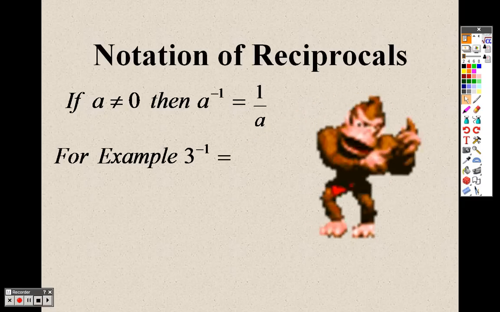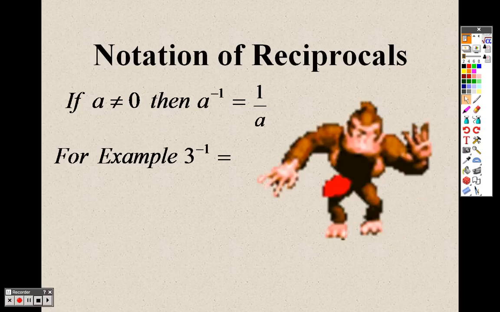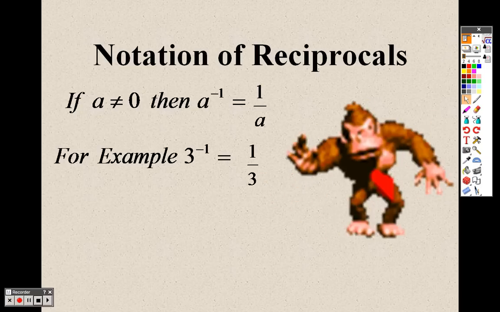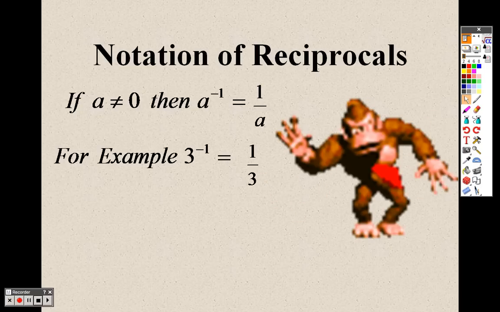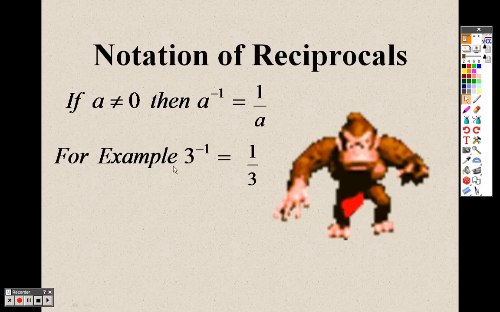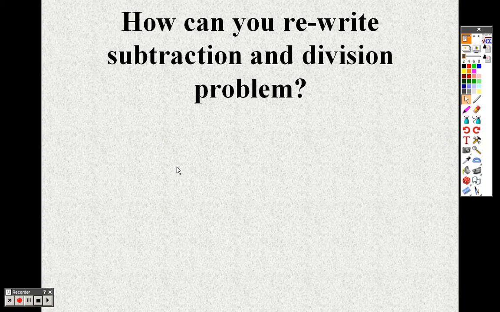So if we wanted you to write 3 to the negative 1, you would rewrite that as 1 over 3, right? Whatever the a is, that goes in the bottom with a 1 on top. I said top, sorry. So how can you rewrite subtraction and division problems?